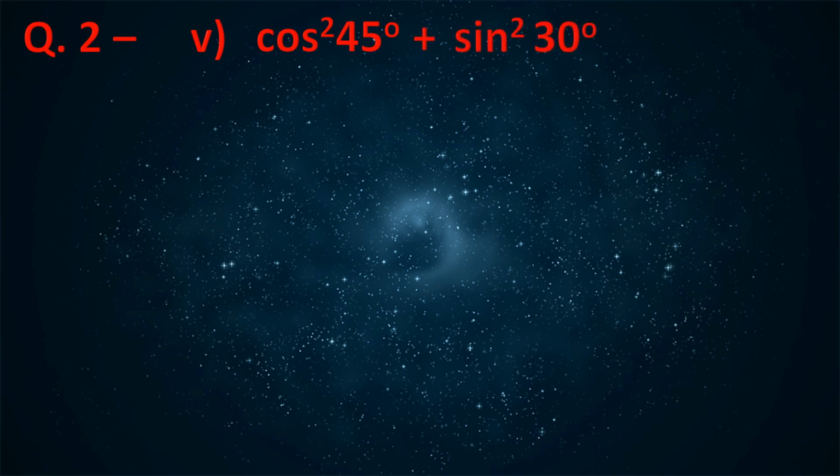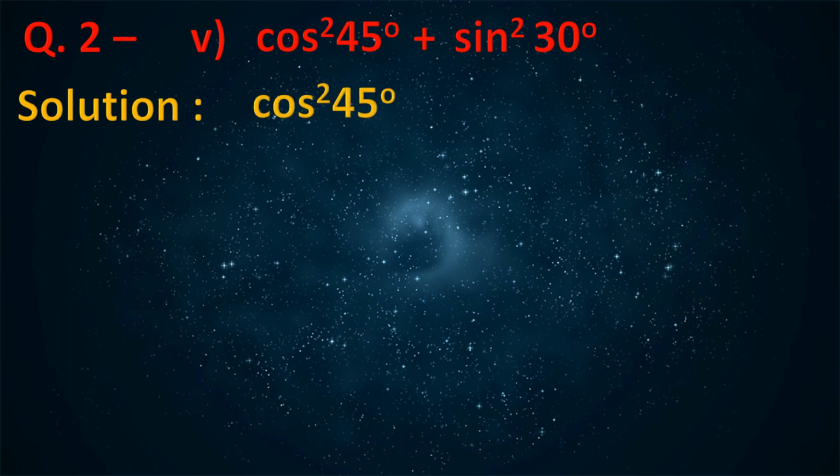Question number 2, fifth question. Cos square 45 degree plus sine square 30 degree. So cos 45 is 1 upon root 2. So in place of cos 45, we write 1 upon root 2, plus sine 30 is 1 upon 2. So the next line will be like this.